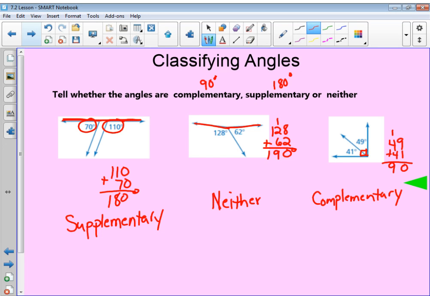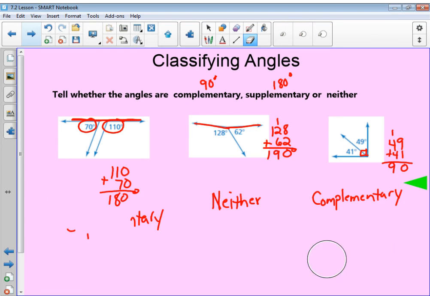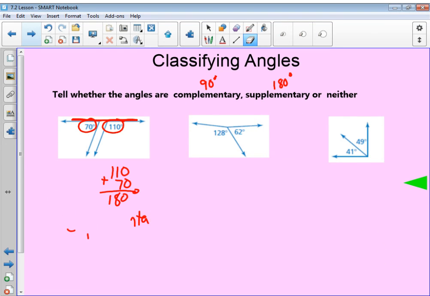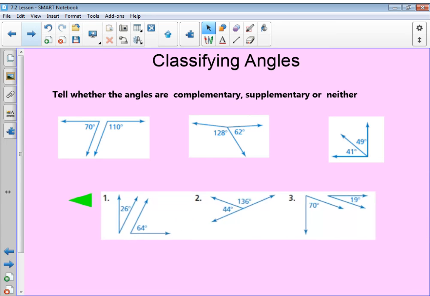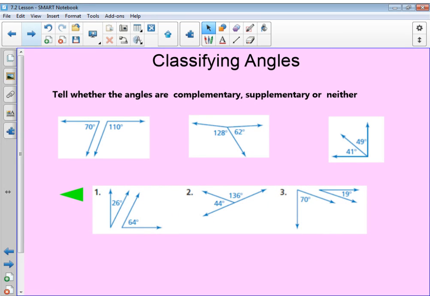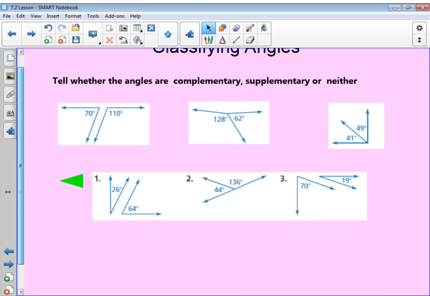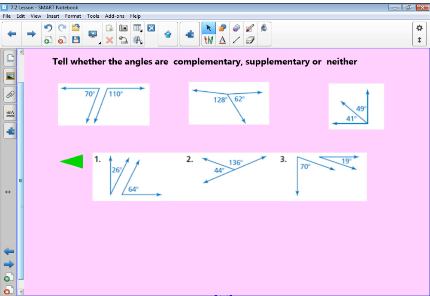Okay, so if the sum is 90, it's complementary. If the sum is 180, it's supplementary. And if it's neither 180 nor 90, then it's considered neither. So I want you guys to try these three really quickly so you can pause your video, check the sum of these numbers, and then identify whether they're complementary, supplementary, or neither.